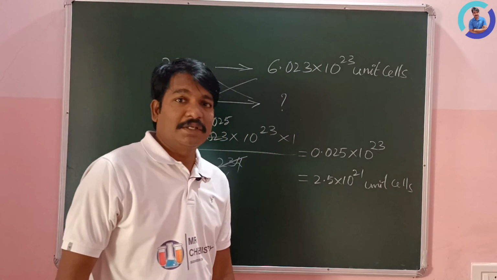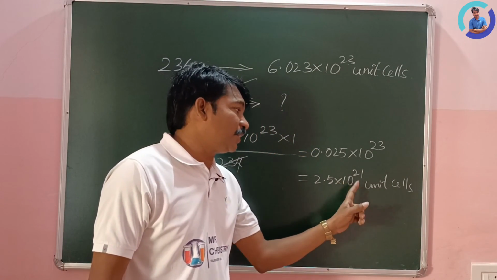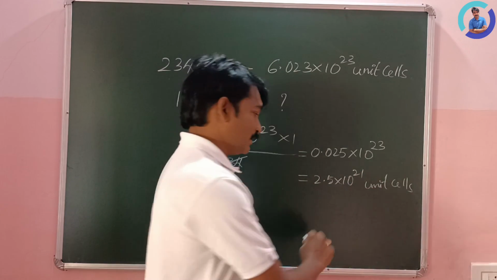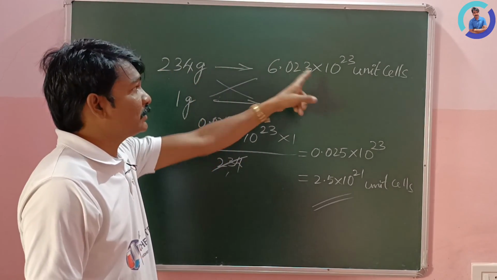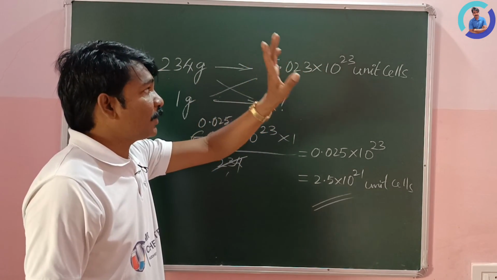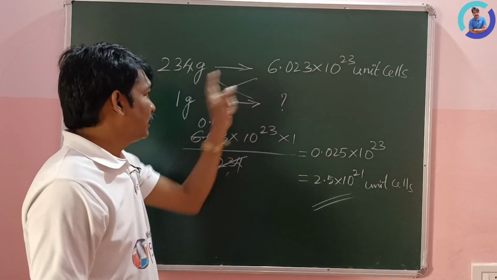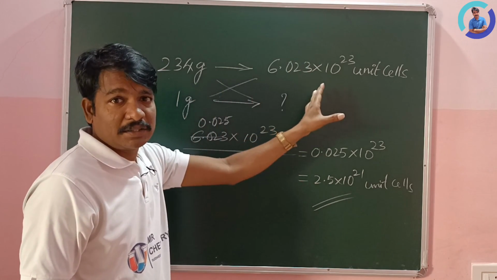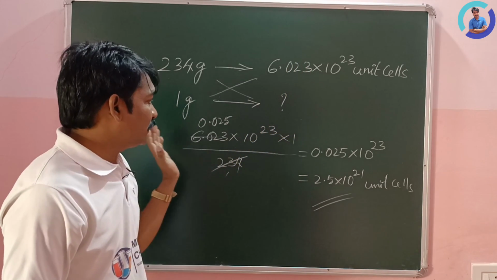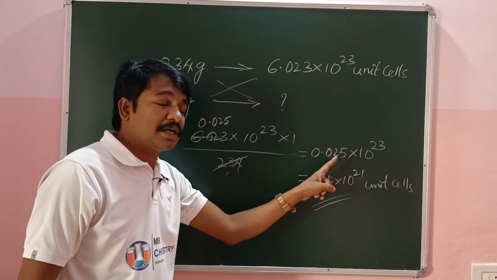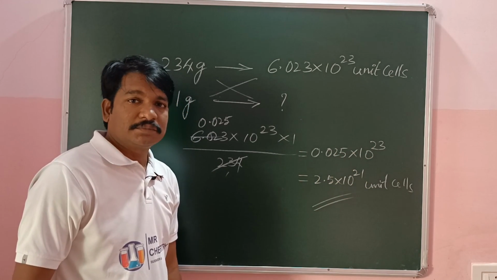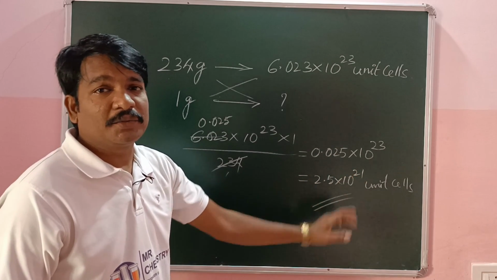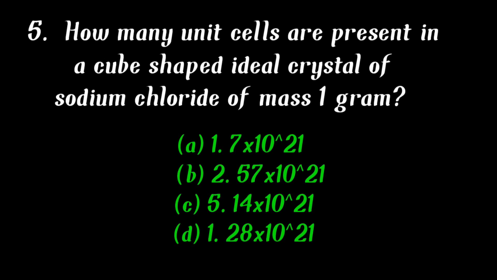Once you check the options, option B, 2.5 into 10 to the power of 21 unit cells, is the right answer. I hope you understood how to calculate this one. Very easy. 234 grams contains 1 mole of unit cells, that is 6.023 into 10 to the power of 23 unit cells. Then for 1 gram, just cross multiplication, and we got some value, but it is not there in the options. We have to convert that into another form according to the given options. Now option B, 2.5 into 10 to the power of 21 unit cells, is the right answer.